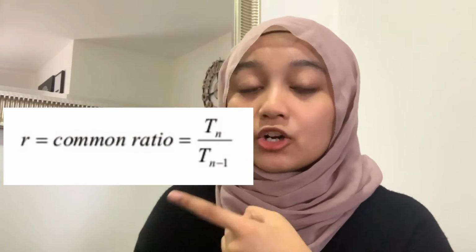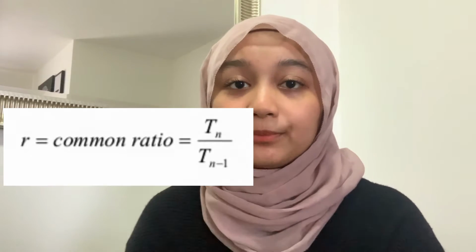So, how to find the common ratio in geometric sequence? This is the formula to find the common ratio in geometric sequence. So we have the term divided by the previous term. For example, term 4 divided by term 3, and then we got the common ratio. That's all for the introduction of this presentation.